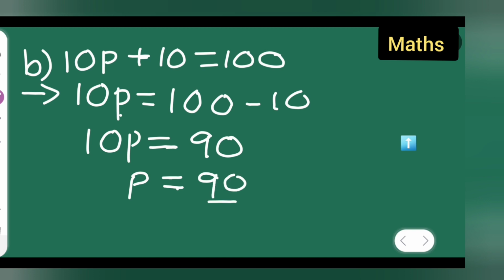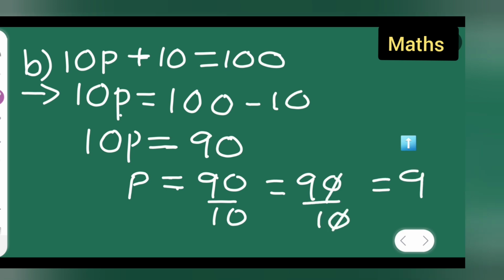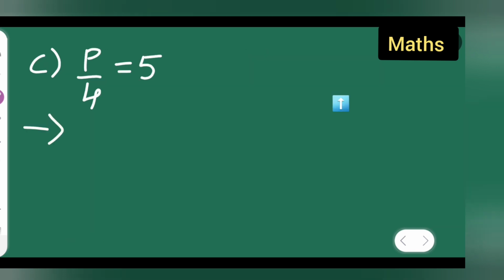90 upon 10. Right. So you will get 90 upon 10. So 0 will get cancelled. You are left with 9. Therefore you can say that p is equal to 9. Next, moving further, you can take down the question. P upon 4 is equal to 5.